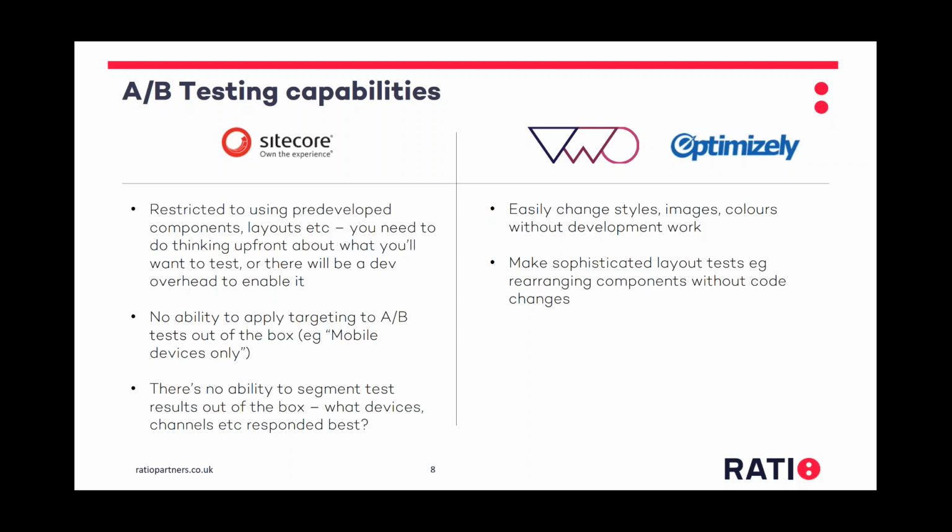When it comes to targeting and segmentation, you can't actually apply targeting to A/B tests out of the box within Sitecore, e.g. show this experience to mobile devices only, etc. And when it comes to actually looking at the test results and segmentation of those, you're also quite limited in your ability to easily segment the results to see not just what happened at a top line level, but really which audiences responded best to the new experience.